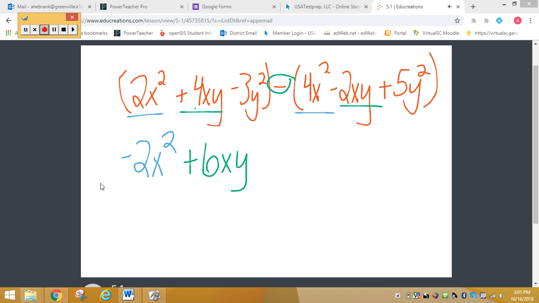And last up, I can do my y squared. So a negative 3, again my sign is a minus. 5, negative 3 minus 5 is negative 8. And leave it as a y squared. And I think you're going to be fine with what's on the back.